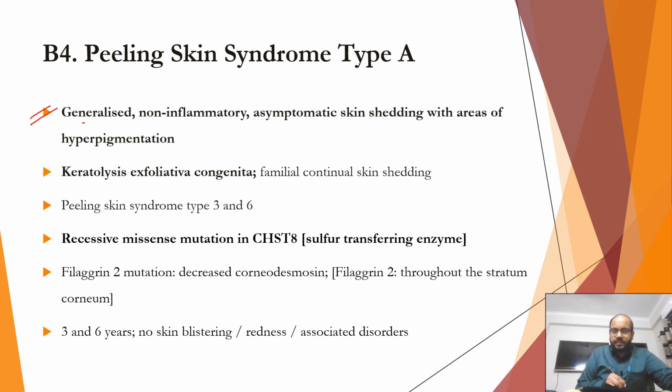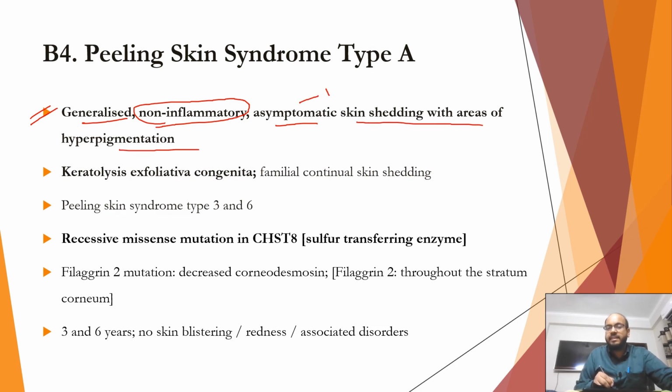So coming to the fourth disorder, peeling skin syndrome type A. It is generalized, non-inflammatory. Remember, peeling skin syndrome type B was inflammatory. Type A has non-inflammatory, asymptomatic skin shedding with areas of hyperpigmentation. Remember, type B was itchy, but type A is asymptomatic. It was also known previously as keratolysis exfoliativa congenita, that means congenital keratolysis exfoliativa, or familial continual skin shedding. These were the older names.